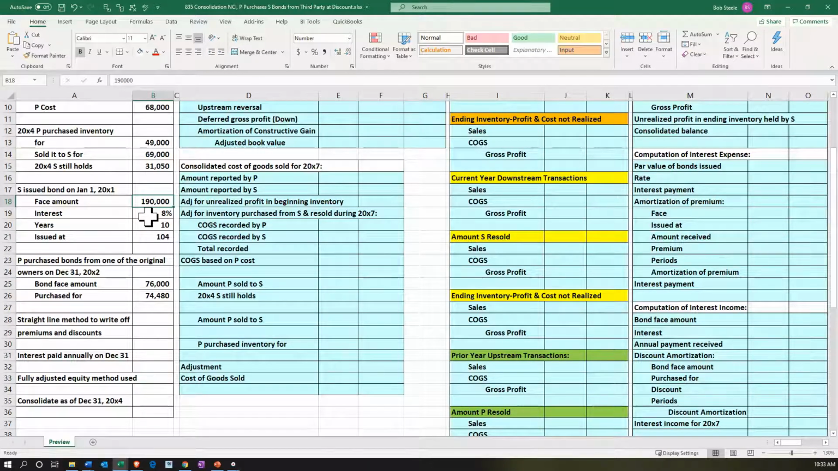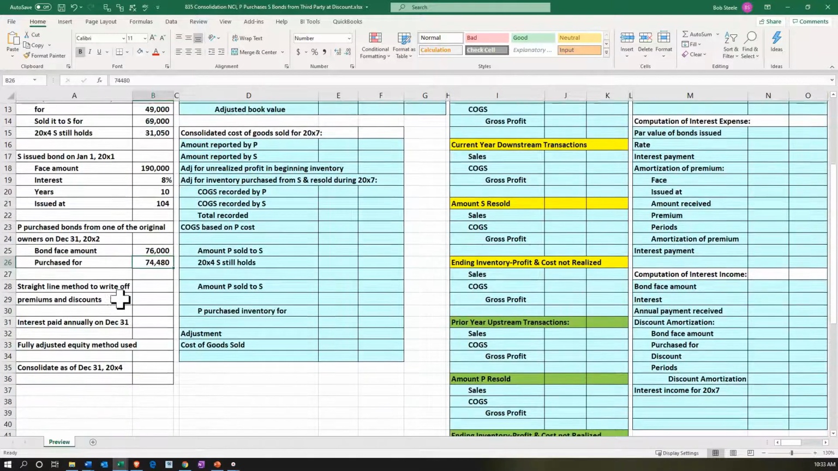No intercompany or related transaction happening here. But then P purchased 76,000 of those 190,000. When they were originally issued, they were issued at a premium, 104% of the 190,000. But now when P purchased them, they basically bought them at a discount, right? So now we're going to have to deal with that issue. That's going to be the newer thing we have.